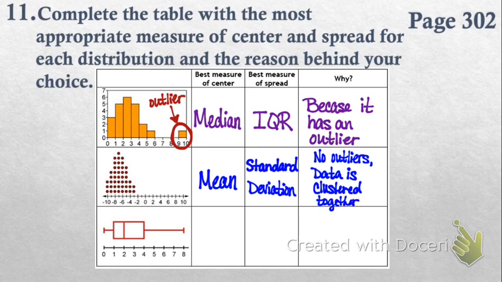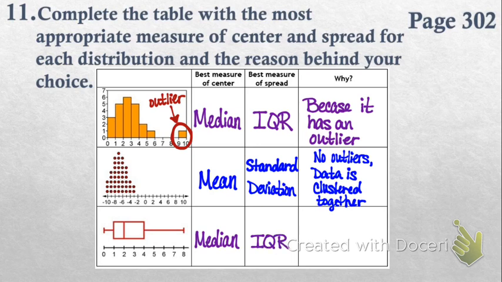All right, last one. Box plot, something that we've worked with a little bit more. What should we use as our measure of center? Median. And because we picked median, that means we should go with what as our measure of spread? IQR, interquartile range.